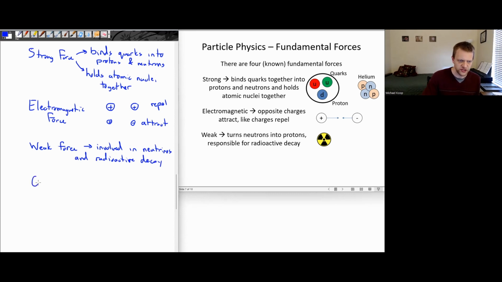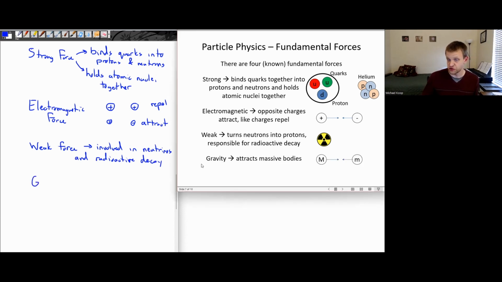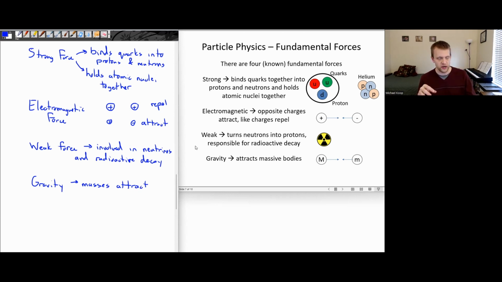And last, in terms of strength at least, we have gravity. Basically, masses attract each other. And these 4 forces, as far as we know, are the only 4 forces of nature that are fundamental.